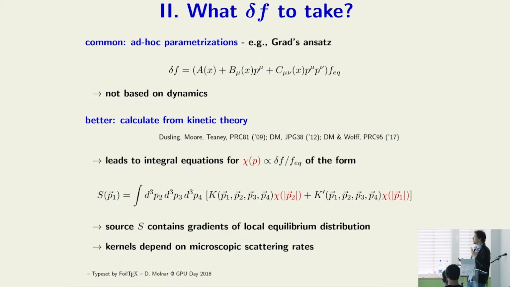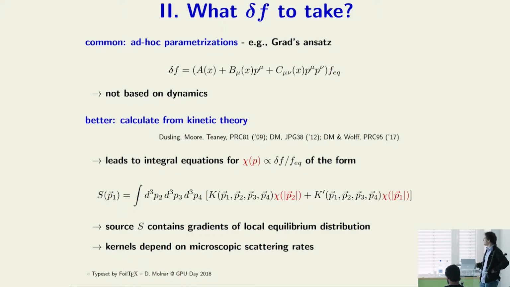So then the question is, what should you do? The simple case is people cook up this correction function, a non-thermal correction. You factor out the thermal distribution, and then people just put here a polynomial of order 2, which is nice because you can match perfectly all the coefficients to the hydrodynamic variables, but it's not based on any dynamics. You don't know how to do this in a multi-component system. So it's kind of a dead end. You can make this work, but it's ad hoc.